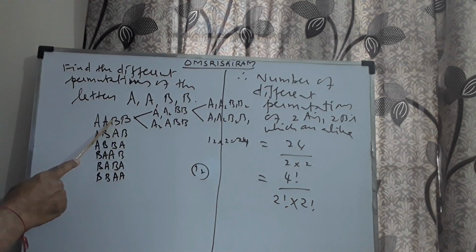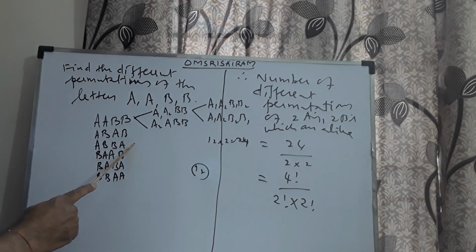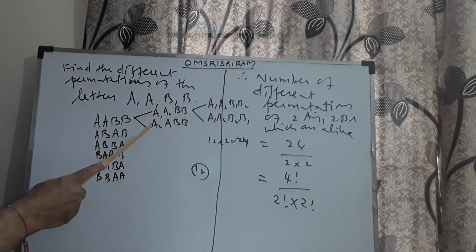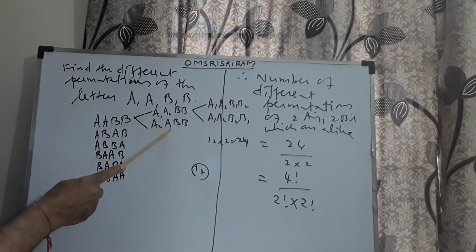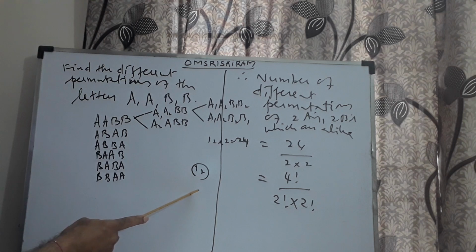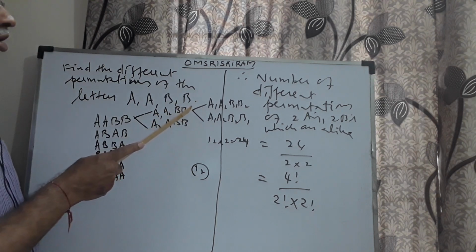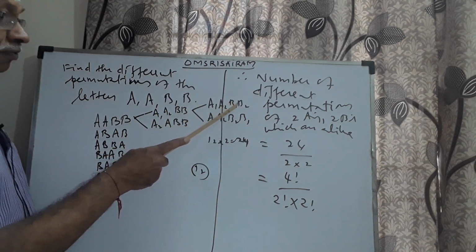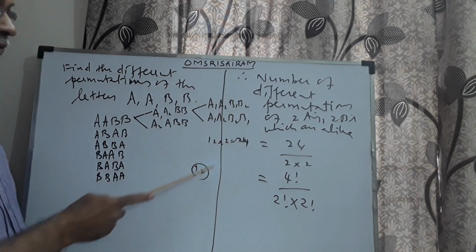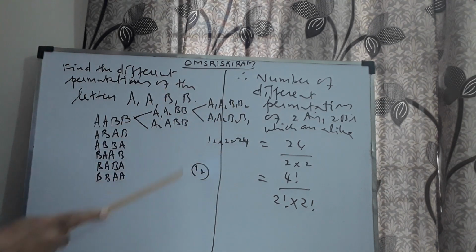First and second position, A occupies. First and third position, first and fourth position. The ascending order I'm writing. Second and third, second and fourth, third and fourth. Easy to remember. Replacing the two A's by A1, A2, differentiating them, I'll be having two distinct permutations. For 6 into 2, there are 12 distinct permutations here. Again, replacing the two B's by B1, B2, I'll get two distinct permutations each of them. Therefore, 12 into 2, therefore 24 different permutations there.